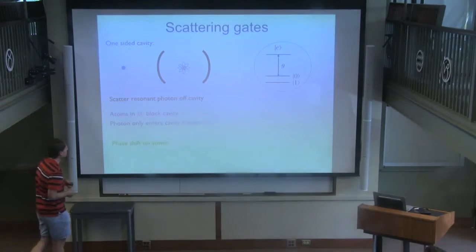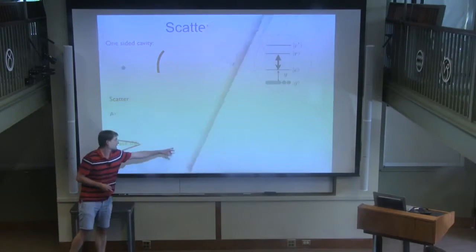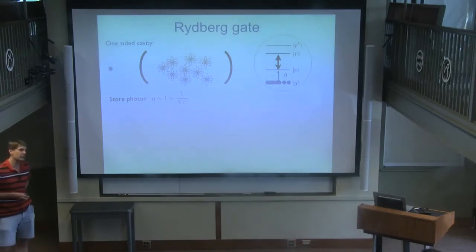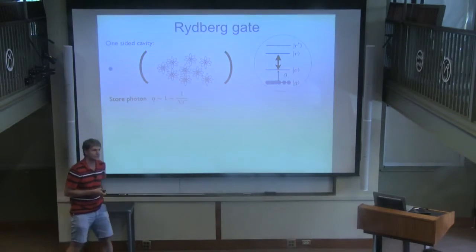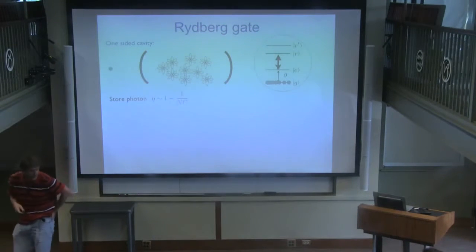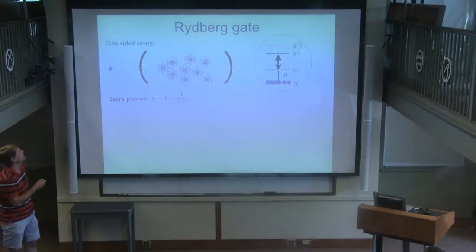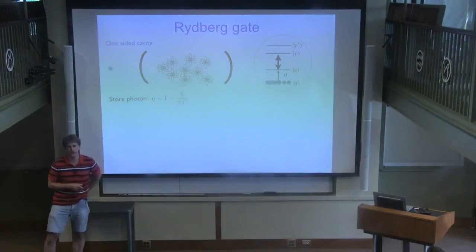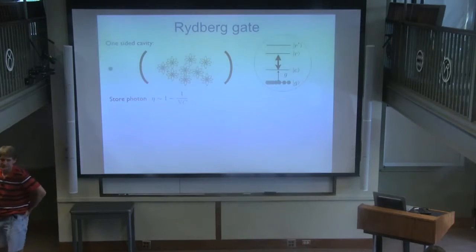So what we want to do is what Thomas Pohl talked about in the first talk of this session: we want to use the Rydberg blockade to do this. Okay, so the way the protocol that we came up with works is that first we try to store a photon in this ensemble here.